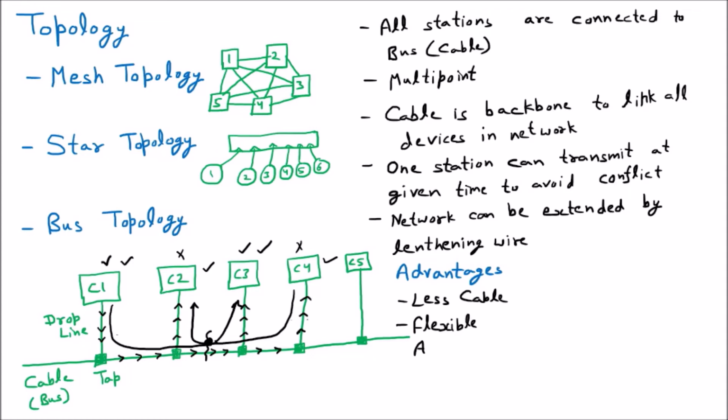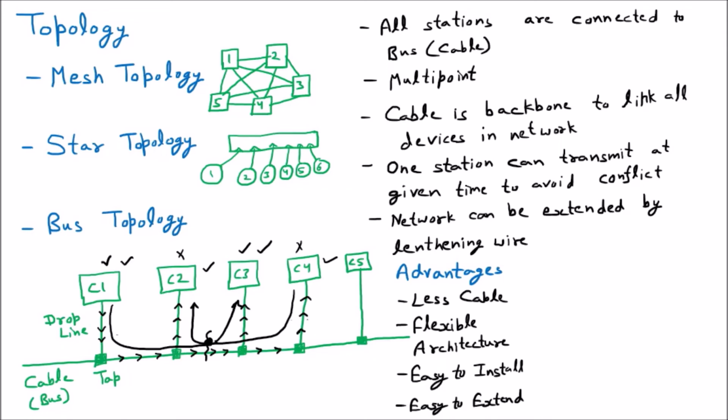Flexible architecture because it is very easy. We can see that by extending the cable we can increase the network, and small devices are placed. So it is a flexible architecture. Then it is very easy to install. There is nothing complex present inside that particular network. And it is also easy to extend. Only by increasing the length of the cable, we are extending the network. So these are the various advantages.